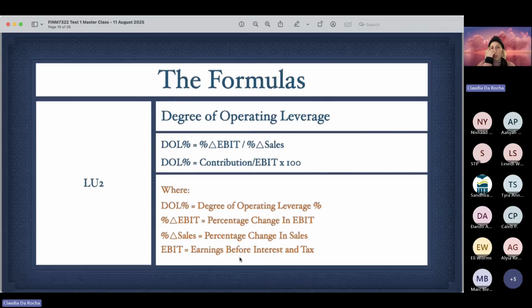Then we have the degree of operating leverage. Here we are looking at how affected our EBIT is by changes in operations. And there are two formulas. There's the percentage change in EBIT divided by the percentage change in sales, or you can say contribution divided by EBIT times 100. Both of them will give you that. And EBIT is earnings before interest and tax.